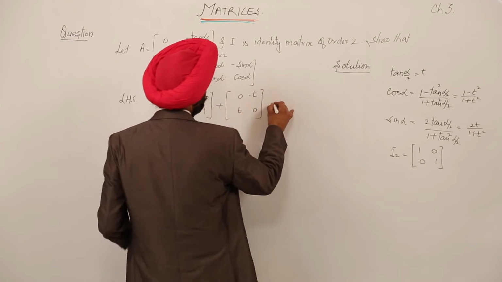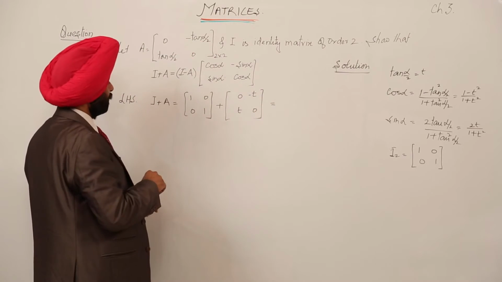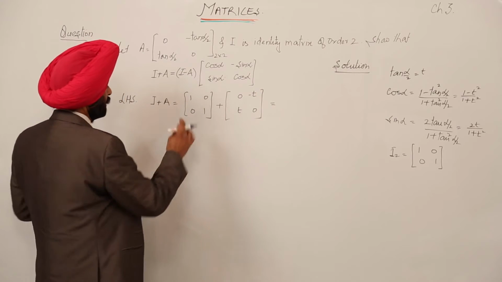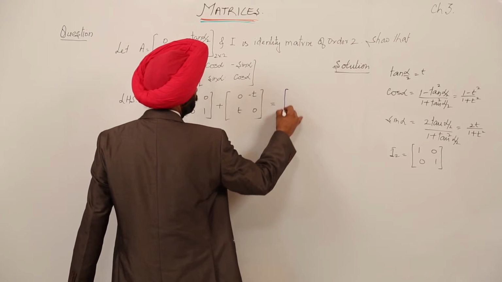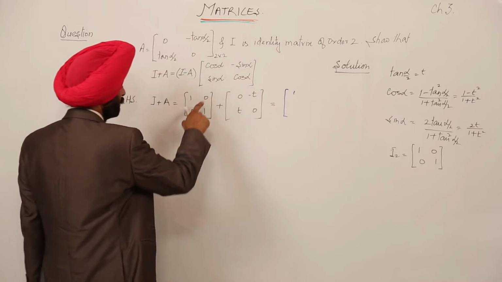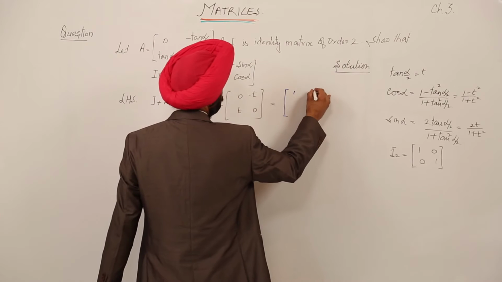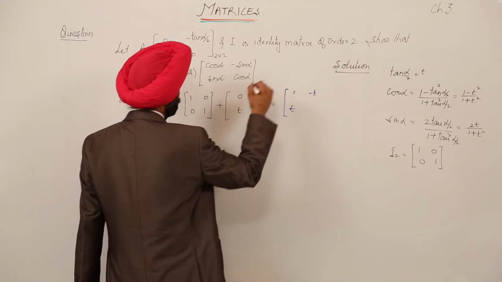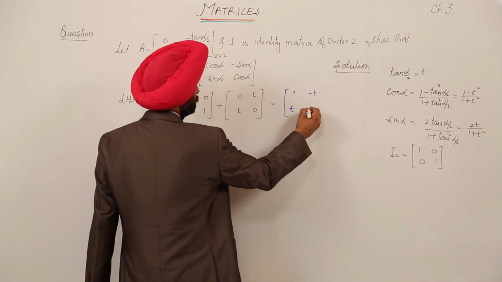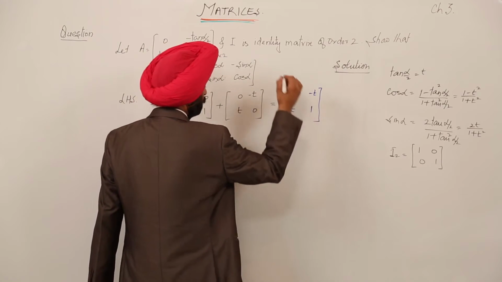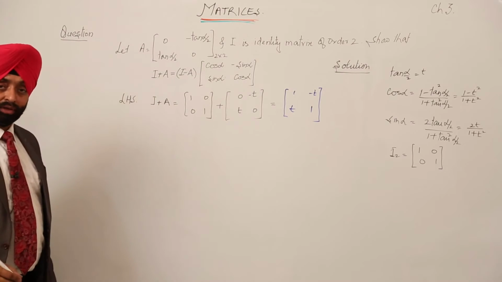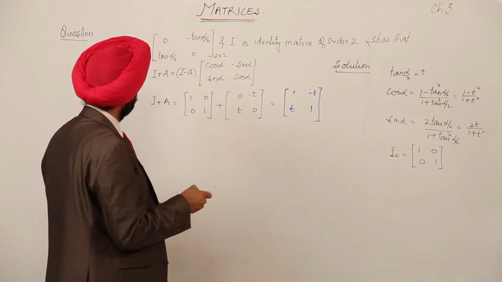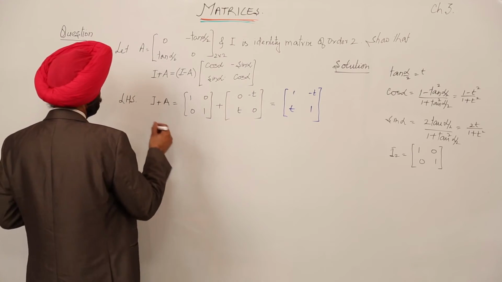Now after adding, what the result is for this part, I plus A? Now 1 plus 0, 1, 0 plus t, t, 0 minus t, and 1 plus 0, 1. This is left hand side. Okay, a very simple thing. Now let's move to the right hand side.